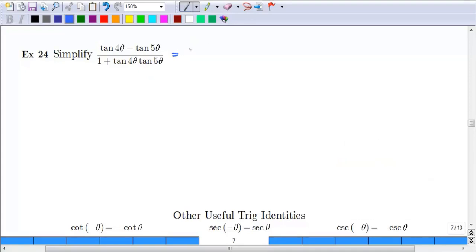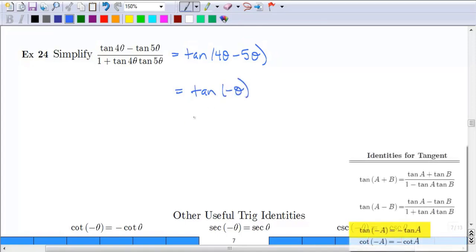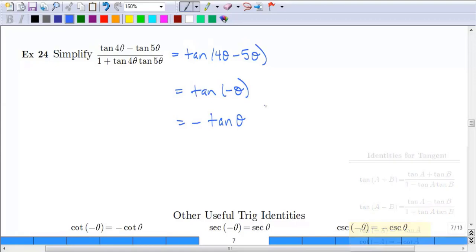So we can rewrite this as the tangent of 4 theta minus 5 theta, again using that identity that we have, and that ends up being tangent of negative theta. We don't like negatives inside if we don't have to, and we have that identity that says that this is really negative tangent of theta. So this would be the most simple version of this function.